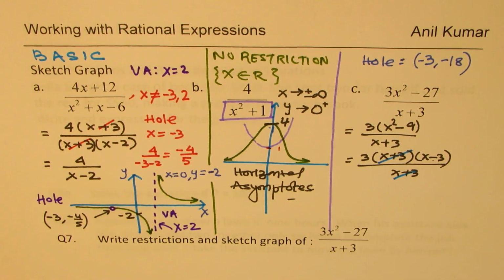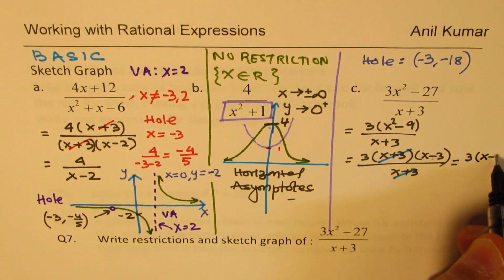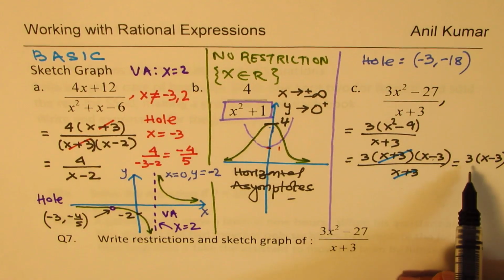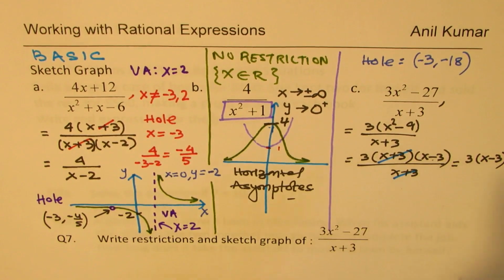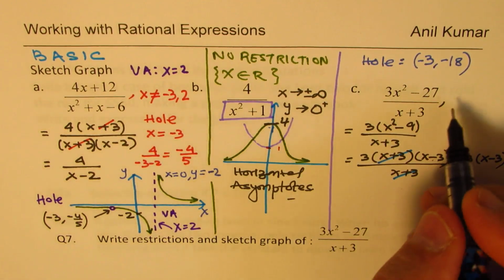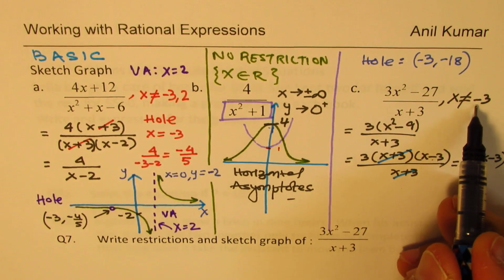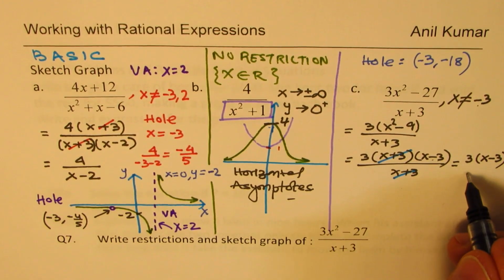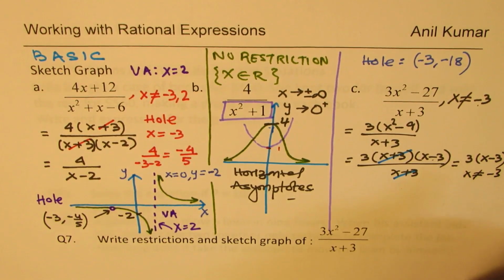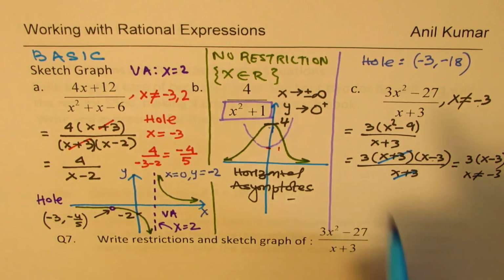So let me rewrite this particular expression here as 3 times (x minus 3), okay? So it just looks like a linear expression. Now the question for you also here is, is this equal to that? No, you have to write the restriction, which is x cannot be equal to minus 3. We have a hole at minus 3, right? So here x is not equal to minus 3 is your restriction. Is that clear?